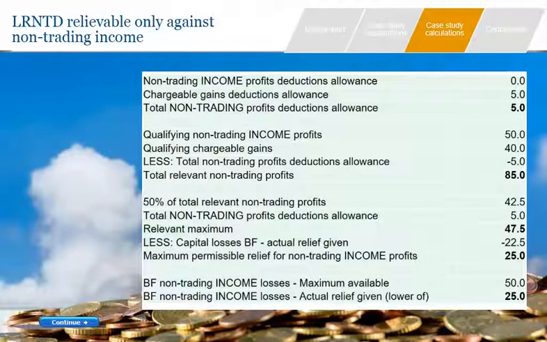million. The difference here is that any actual relief given for capital losses within, but not actually restricted by, the capital loss restriction, 22.5 million in this example, must first be deducted from the relevant maximum to give 25 million maximum permissible relief for non-trading income profits. In the case study, this is not limited by the size of the 50 million available brought forward losses, so the actual relief claimed for pre-1st April 2017 LRNTDs brought forward is 25 million.